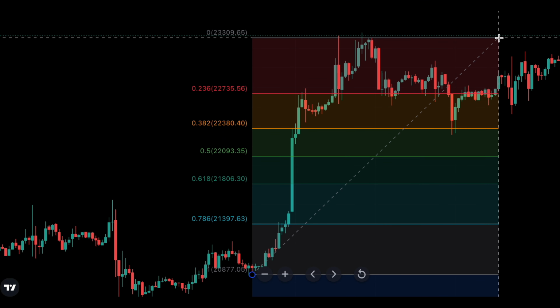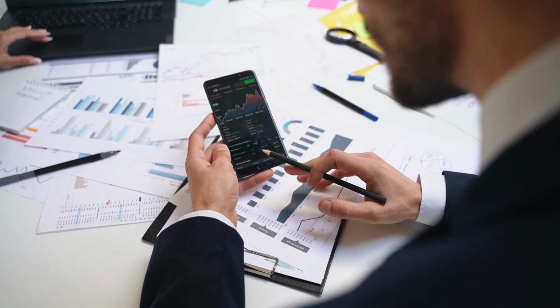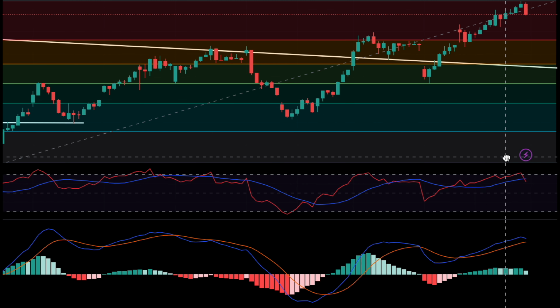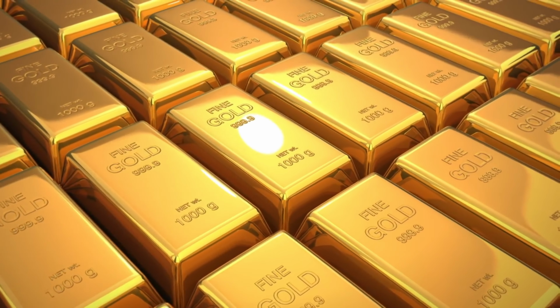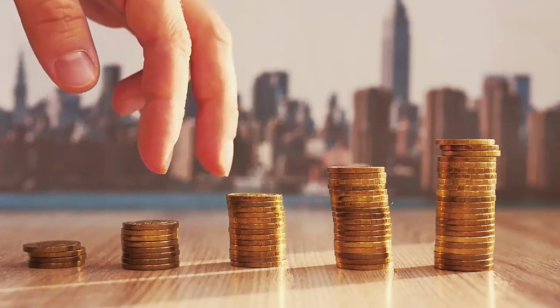By adding the Fibonacci levels to your analysis and market decisions, along with the use of other indicators, you can use the golden ratio to reap gold and reach towards financial success.